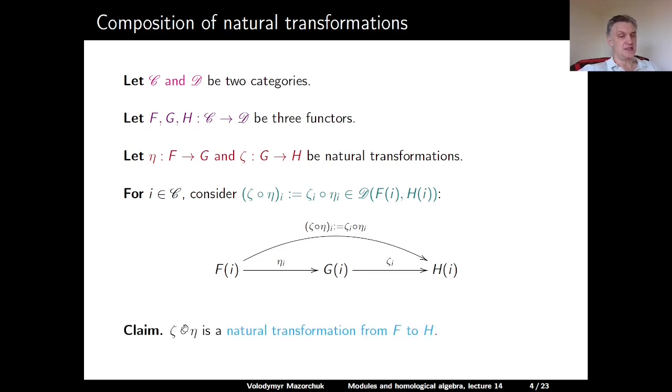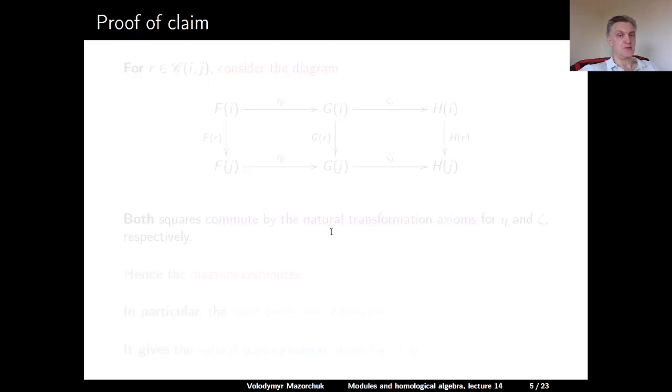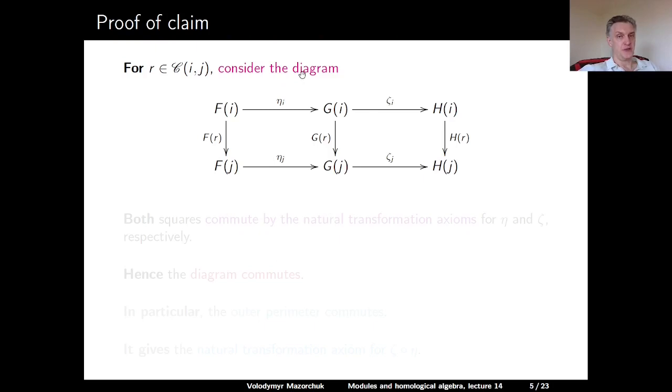And we claim that this zeta after eta, this collection of morphisms, is in fact a natural transformation from the functor f to the functor h. So here is a proof. We consider the following diagram. So we have f of I, and then eta I, which goes to g of I, and then zeta I, which goes to h of I.